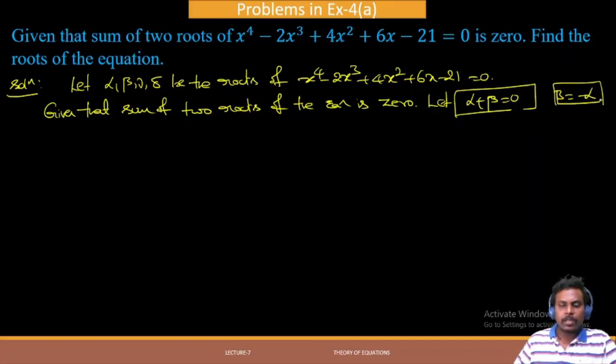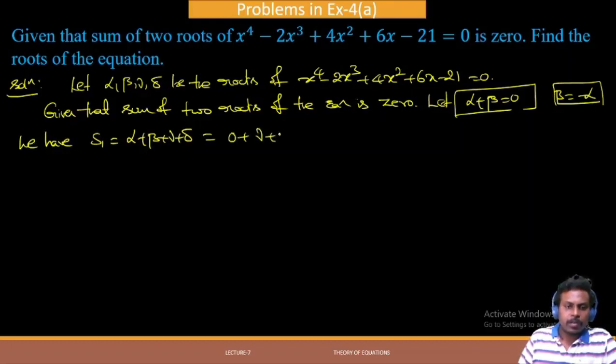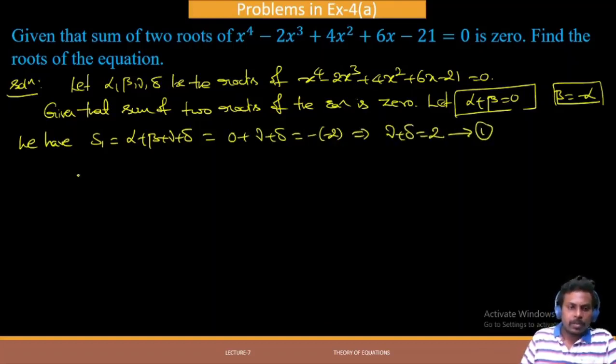Do you remember this? It can be given in two ways: either the sum of the roots is equal to 0, or two roots have the same absolute value with opposite sign. Now alpha plus beta is equal to 0. Now we have the following relations. S1 is alpha plus beta plus gamma plus delta, that is 0 plus gamma plus delta, which is equal to minus of minus 2, implies gamma plus delta is equal to 2. We call it equation 1.